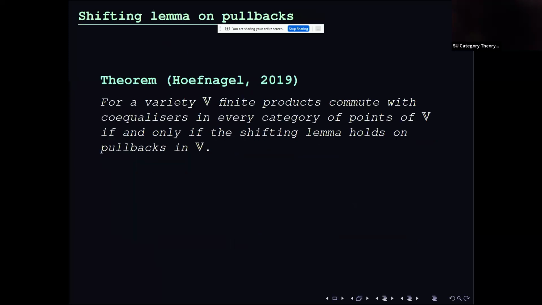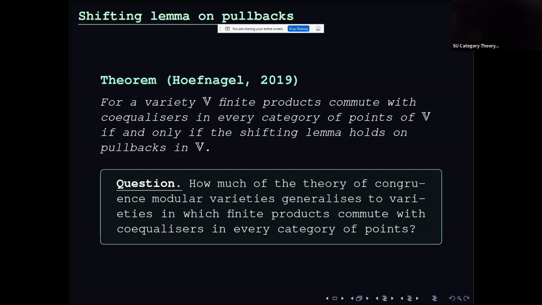And what it turns out is that for a variety, finite products will commute with coequalizers in every category of points if and only if the shifting lemma holds on pullbacks in the variety. And so this draws a connection between the shifting lemma and this condition. It also opens up a line of questioning, which is how much of the theory of congruence modular varieties actually generalizes to varieties in which the shifting lemma on pullbacks holds. Because after all, the shifting lemma characterizes the congruence modular varieties. That's one kind of question which I'm going to get to in the second half of the talk.